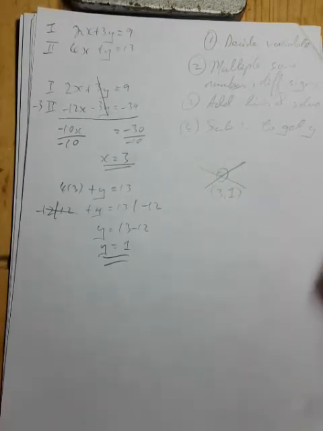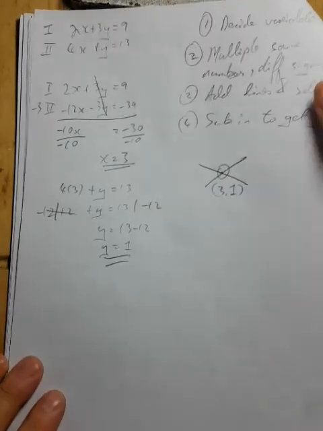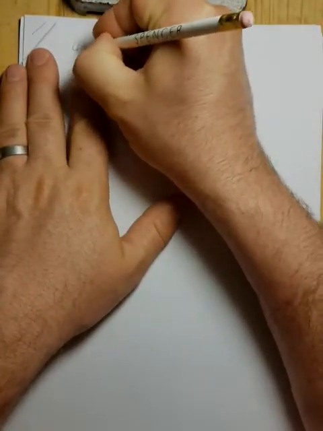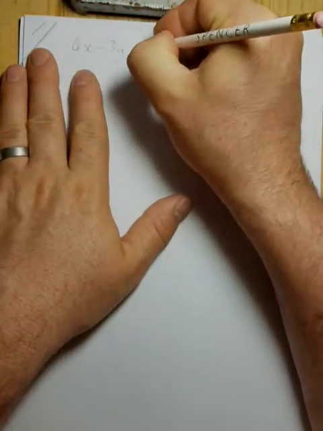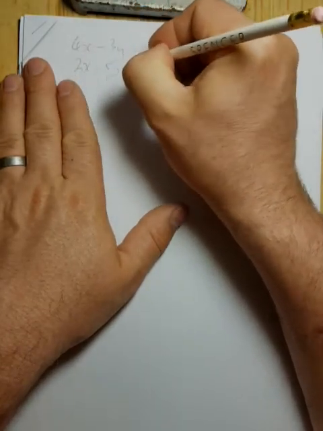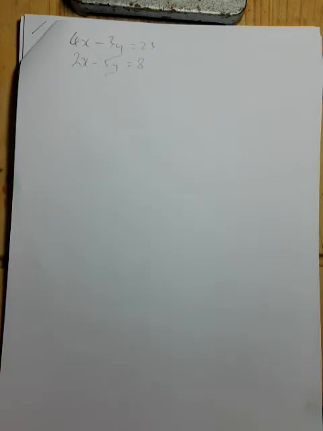And there we go. So that is basically it. Now I'm going to do one more example. This time a slightly more complicated example. Not much. Only more complicated in that we have to multiply both lines. But it's really not that hard. 4x minus 3y is equal to 23. 2x minus 5y is equal to 8.